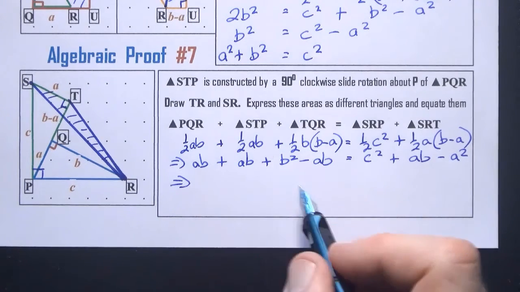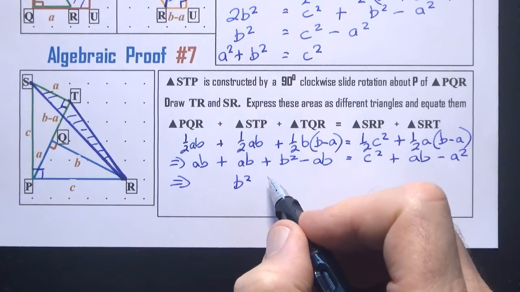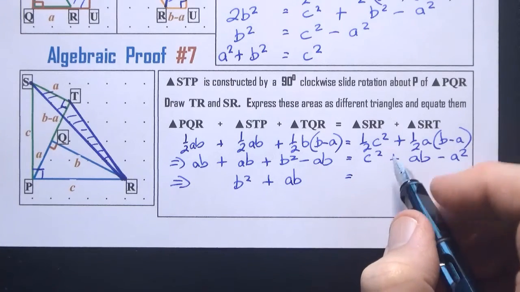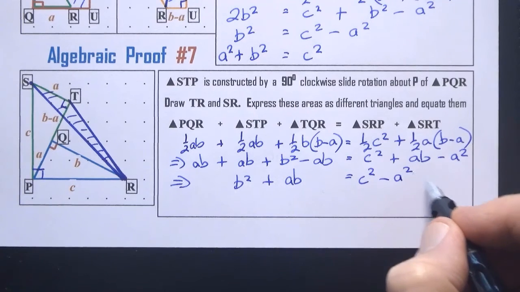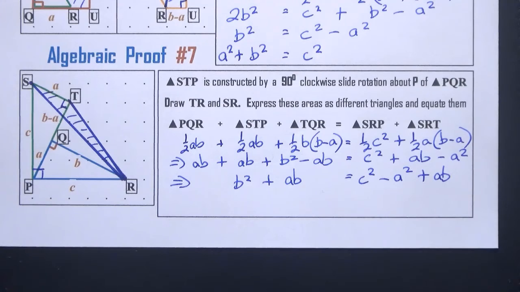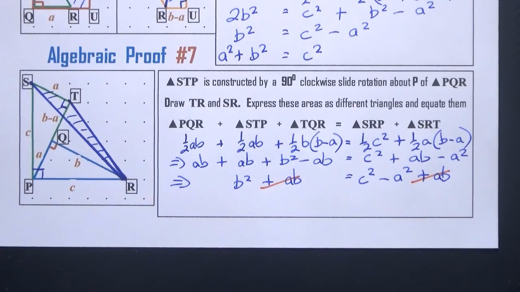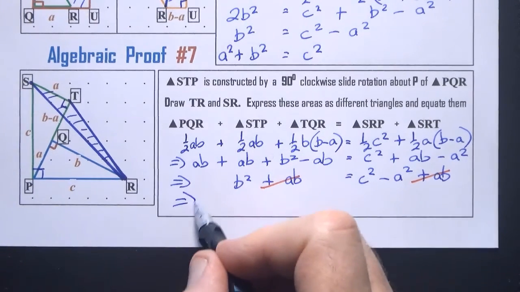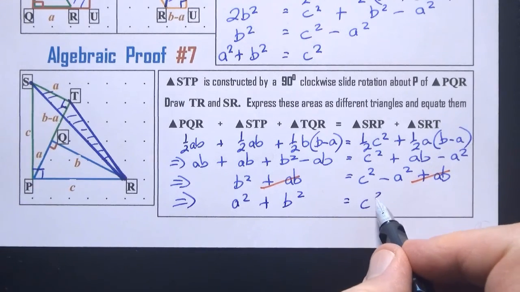Let's gather like terms here, and we can see we have B squared plus AB equals C squared minus A squared plus AB. Well, we can knock out the AB on both sides and bring over the A squared, and we get A squared plus B squared equals C squared.